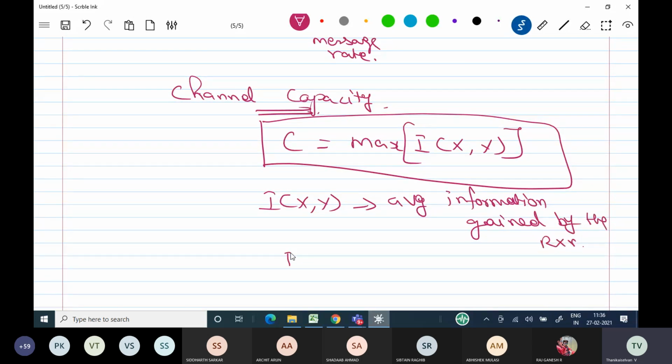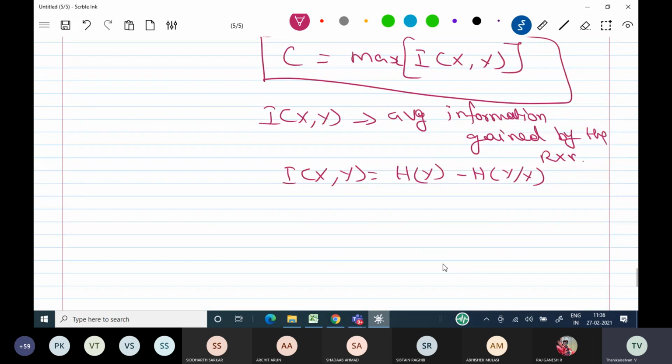I told you that I(X,Y) is equal to H(Y) minus H(Y|X). Suppose there is no H(Y|X). I gave the scenario: 2 bits transmitted, 2 bits received. Then in that we can calculate the error, right? So H(Y|X) is equal to 0, and you will be getting the maximum I(X,Y).